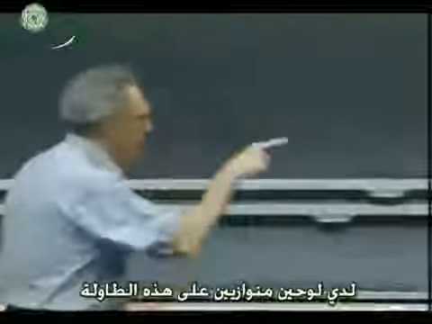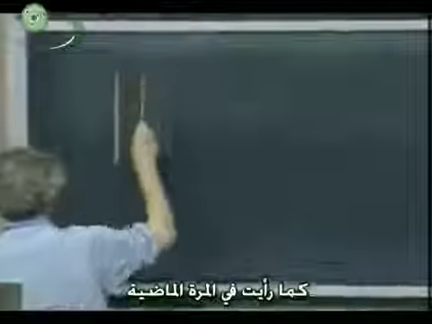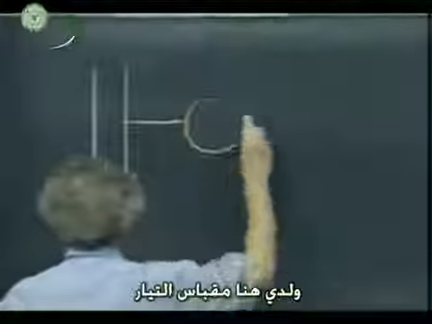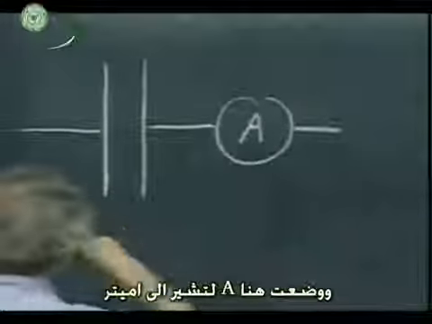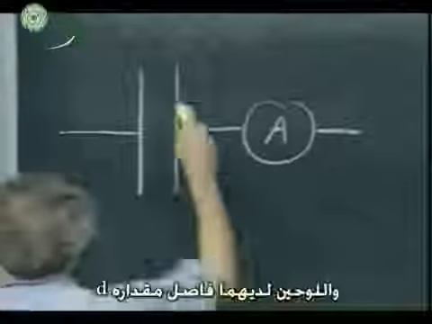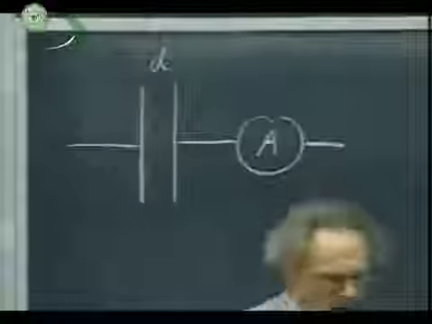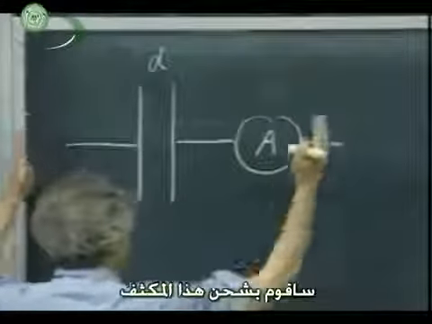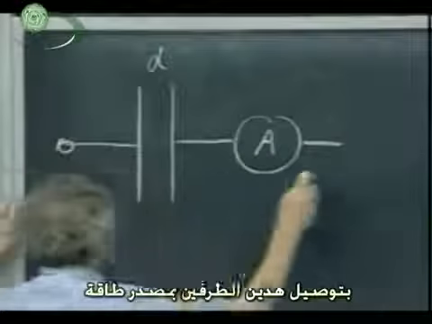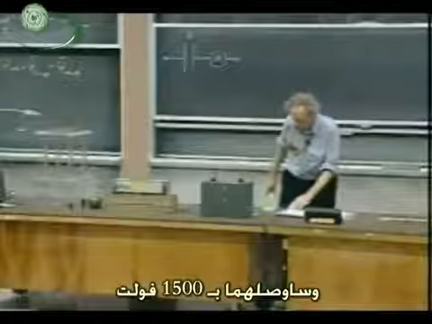I have 2 parallel plates which are on this table, as you have seen last time. And I have here a current meter. I put an A in there, that means amp meter. And the plates have a certain separation d. I'm going to charge this capacitor up by connecting these ends to a power supply. And I'm going to connect them to 1500 volts.